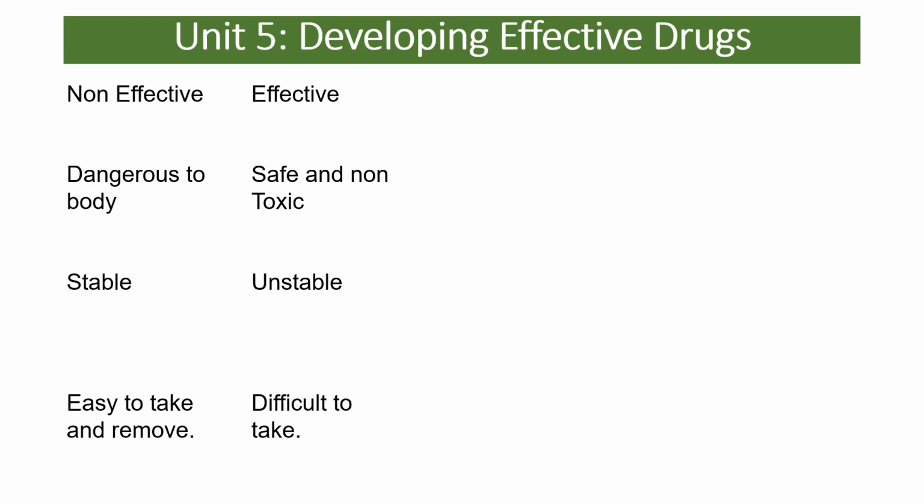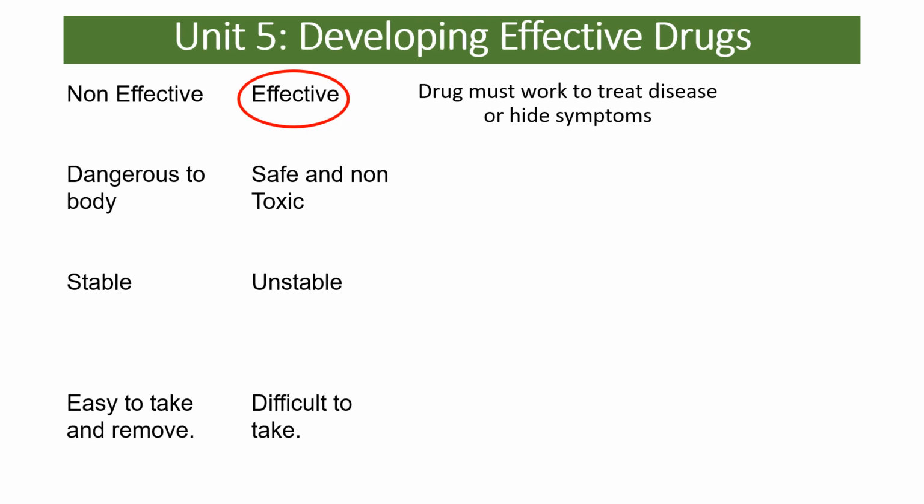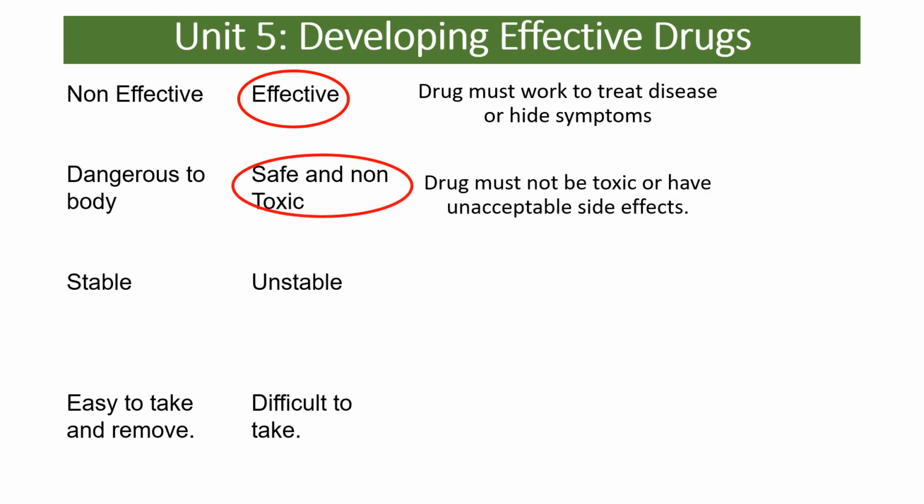So to make effective drugs, what we need to do is look at what properties drugs need. So drugs obviously need to be effective. They need to work. They need to actually kill the pathogen and hide the symptoms if possible. They need to be safe and not toxic. We need to have as few side effects as possible because obviously they're to try and make you feel better, not worse.